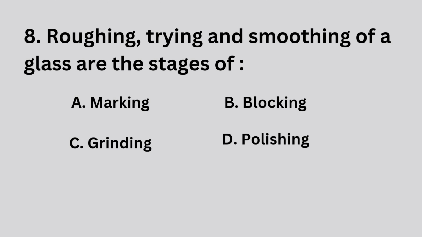Next question, roughing, drying and smoothing of a glass are the stages of option A, marking. Option B, blocking. Option C, grinding. And option D, polishing. Correct answer is option C, grinding.